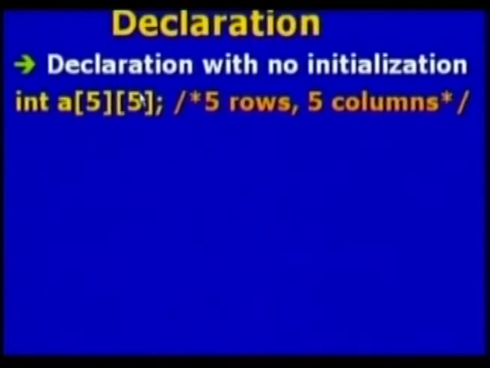The declaration in C looks like this. Integer, and we're assuming that the data type of entries in this array is of type integer. And then the name of the array, and then between square brackets, individual brackets for each entry, defining the number of rows and number of columns. So in this example, I have 5 rows and 5 columns.